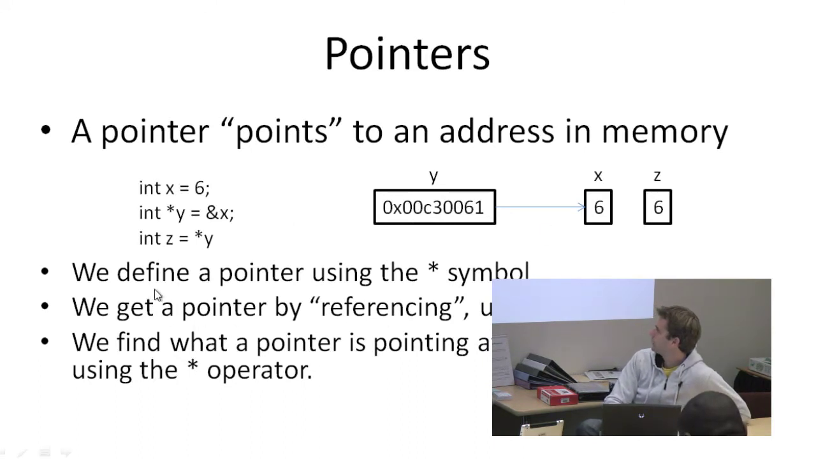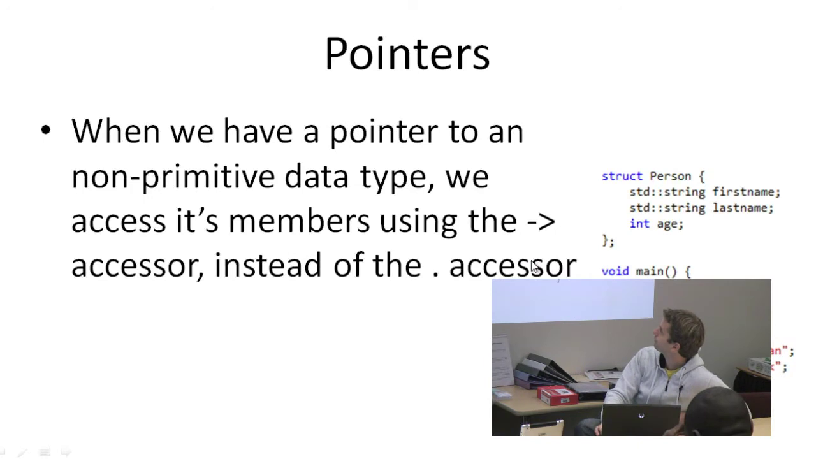So we define a pointer using the star symbol. So int star y means that y is going to be a pointer to an int. And we get a pointer by referencing using the ampersand operator. Any other variable with an ampersand will return a pointer to where that variable resides in memory. And we can find out what a pointer is pointing at by dereferencing using the star operator. So y points to some memory address, and star y is whatever is inside what that memory address points to.